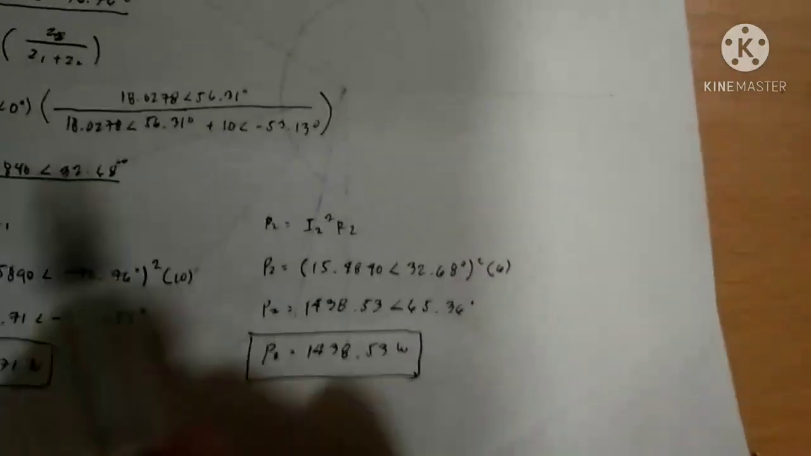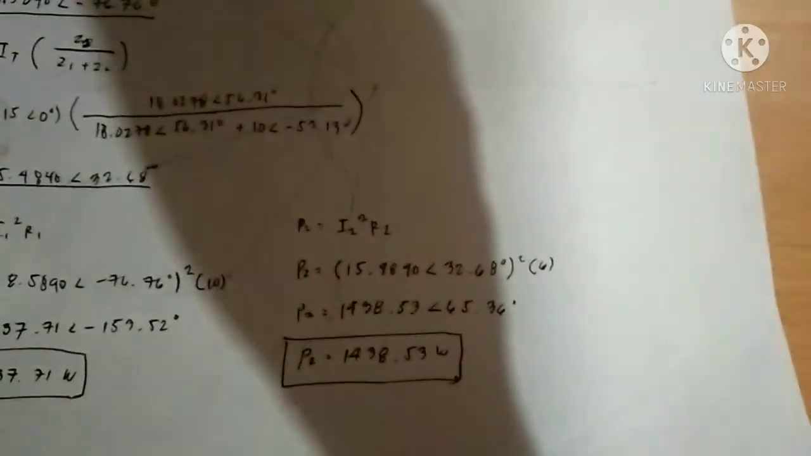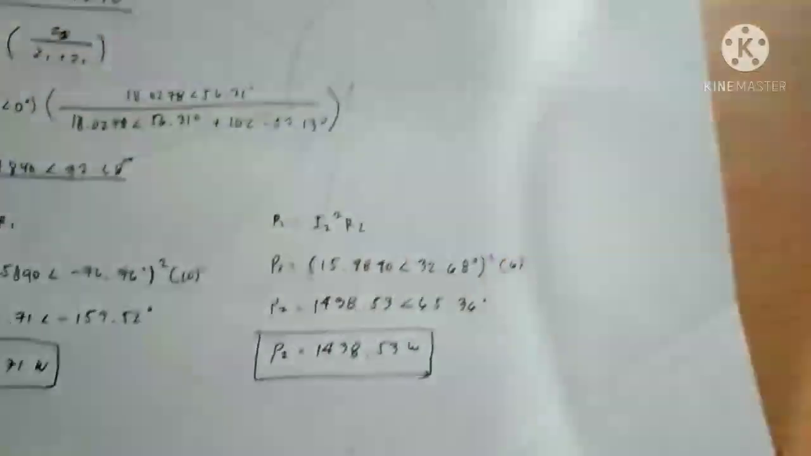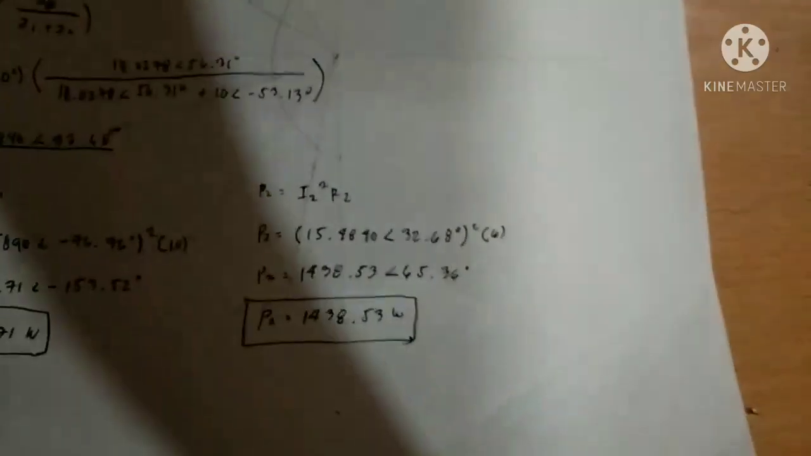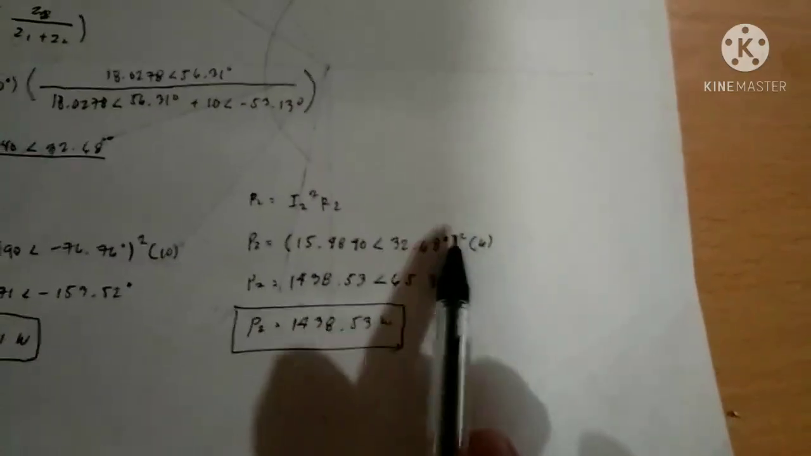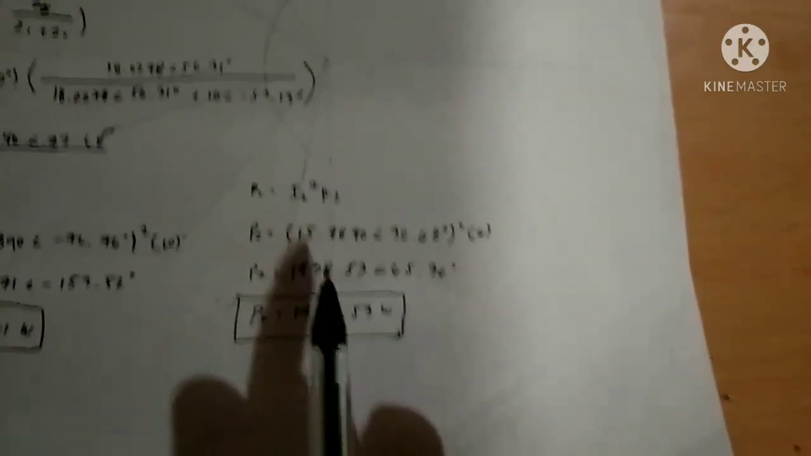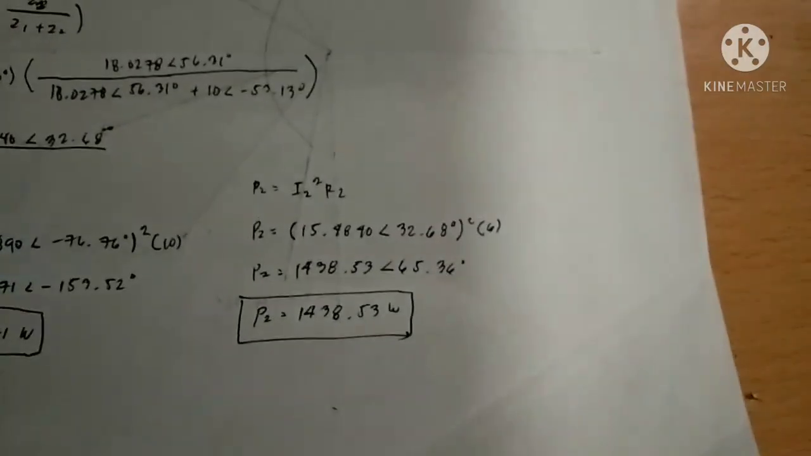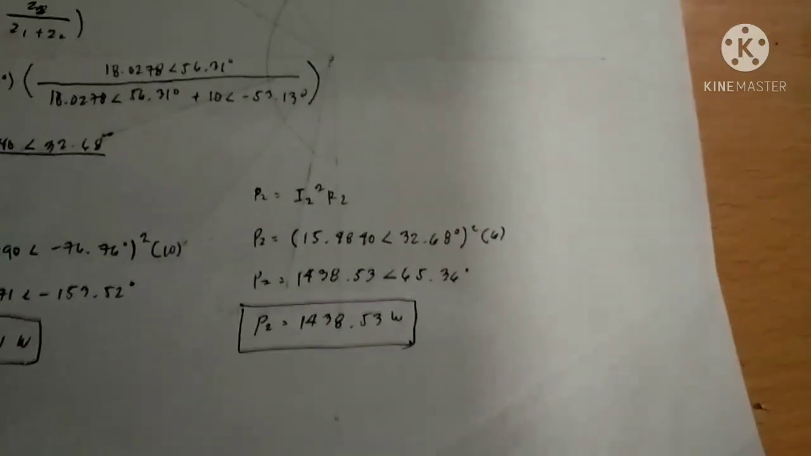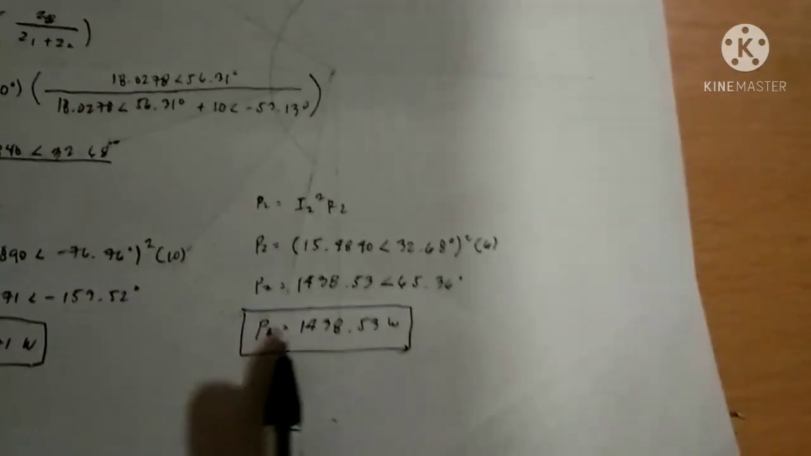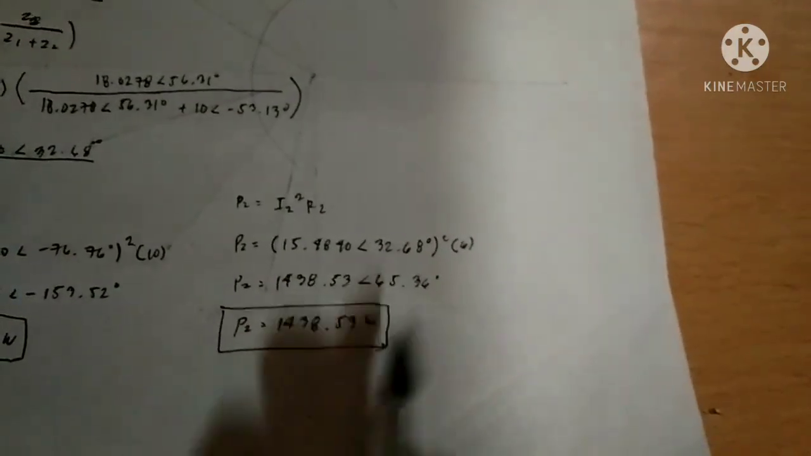For P2, just like what we did to P1, our R2 is the real part of the impedance Z2. So we substitute 15.4840 angle 32.68 squared times 6. If you calculate that, it will come up to 1438.53 angle 65.36. So P2 is equivalent to 1438.53 watts. Again, the angle is just the direction. So that is the power, power 1 and power 2.